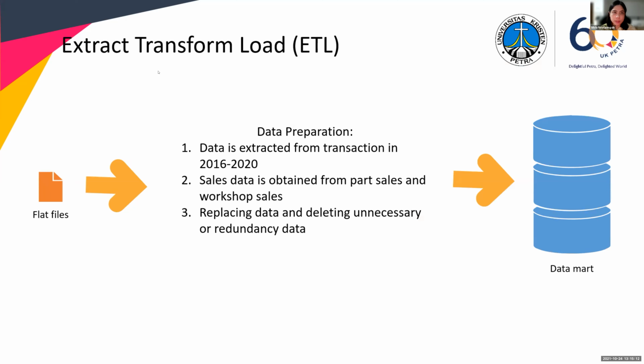So we do the next step, which is extract, transform, and load. We extract from the flat files because they already have the system, and we export into flat files, then we extract the flat files and put them in the data mart. We use the sales transactions from part sales and workshop sales, and then we clean the data and replace some unnecessary data.